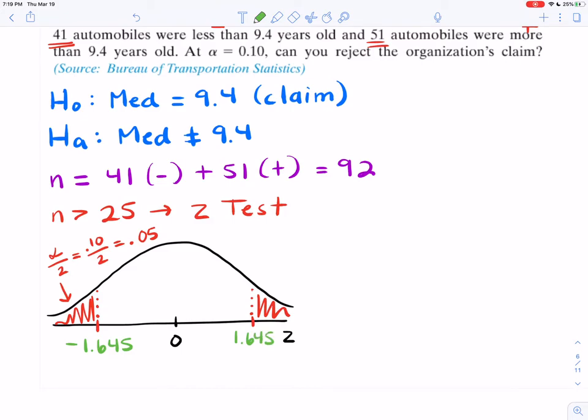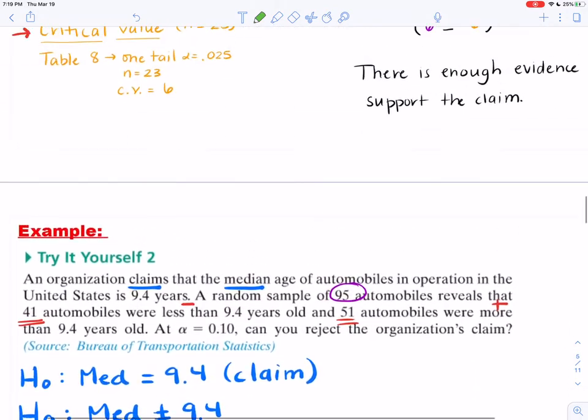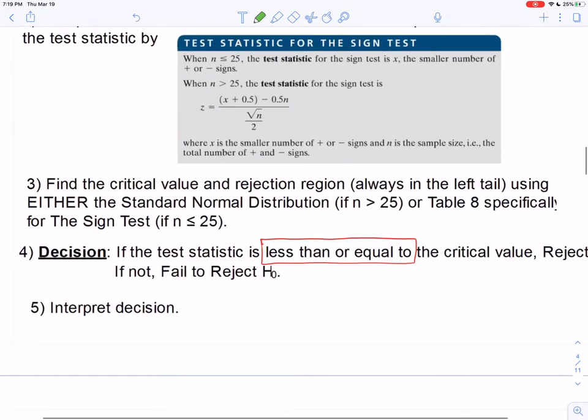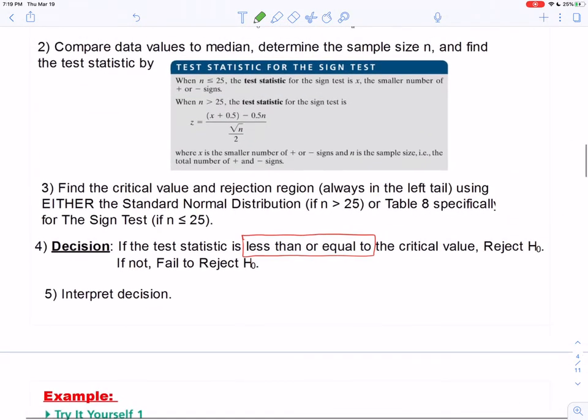The other thing that I'll just mention to you here is because of the way the decision is made in this non-parametric test, if we just refer back here, you're always looking to see if your test statistic is less than or equal to the critical value.